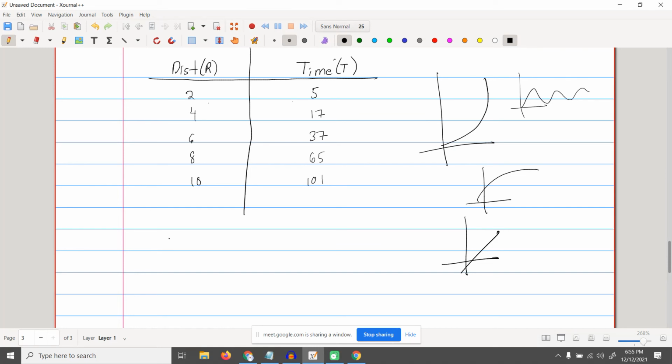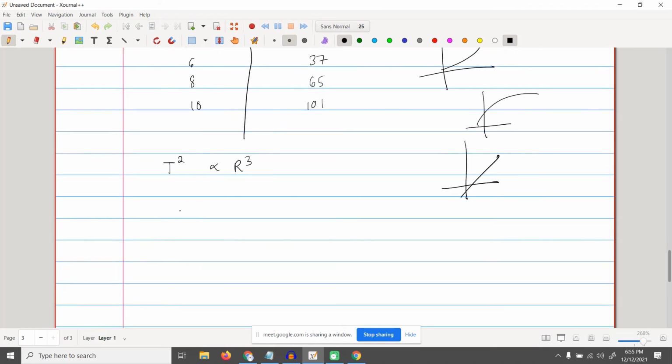Okay. We know Kepler's law says that T squared is proportional to R cubed. How do we know that it's not T squared is proportional to R raised to 7? How do we know that the square root of T is proportional to R raised to 5? How do we know that this is not the relation? This is the relationship.